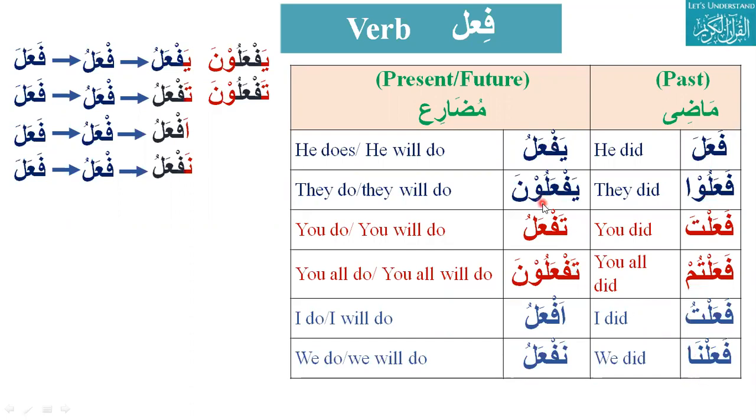يفعل يفعلون تفعل تفعلون أفعل نفعل. فعل, he did. فعلوا, they did. فعلت, you did. فعلتم, you all did. فعلت, I did. فعلنا, we did. يفعل, he does or he will do. يفعلون, they do or they will do. تفعل, you do or you will do. Taf'aluna, you all do or you all will do. Af'alu, I do or I will do. Naf'alu, we do or we will do. This is a template. That's why the meaning of each and everything is there.